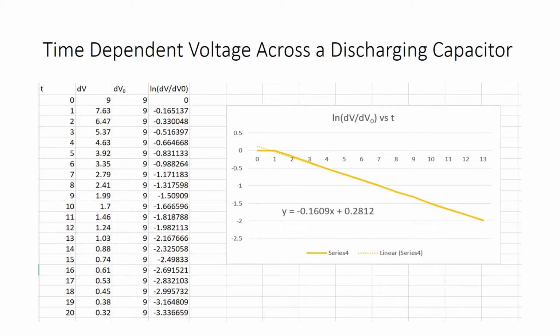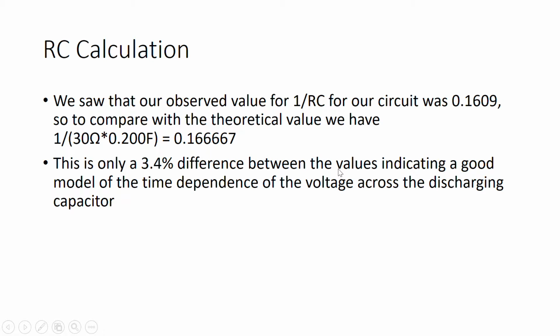So we take our data for the first 20 seconds of discharging a capacitor, and we can see that over time it decreases very slowly after the first initial sharp decrease. And we know that the initial value should be 9. So we take the natural log of these two divided by each other, and we get a nice linear model of the discharging of the capacitor according to time. So this 0.1609 is our observed value for the slope coefficient 1 divided by RC.